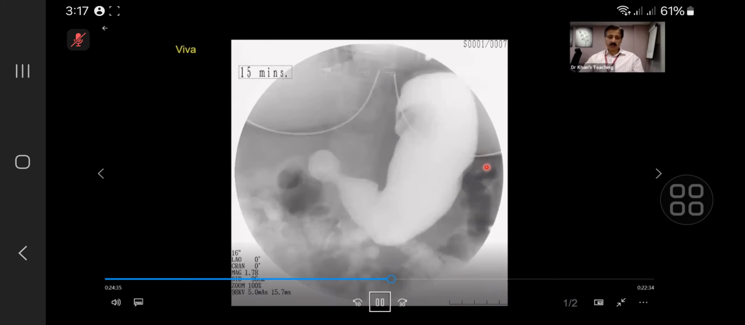Okay, candidate 6. This is a single contrast barium examination. Anything you can pick up in the stomach?